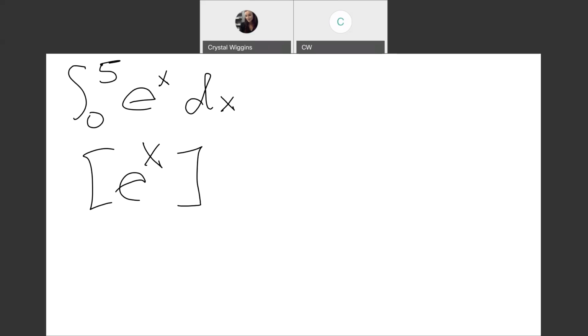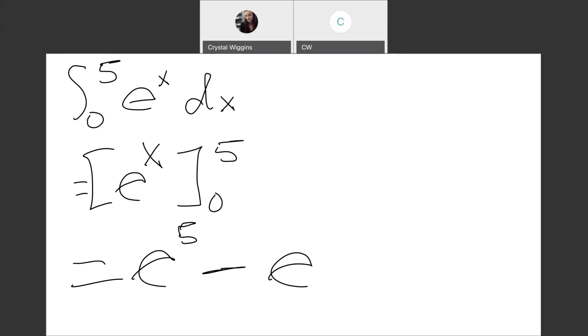We no longer need the integral symbol or the dx because it's no longer a derivative of an original function. This is the original function. And it still needs to be evaluated from 0 to 5, where we always do the upper limit minus the lower limit. So we get e to the 5 minus e to the 0. E to the 0 is just 1 because anything raised to the 0 power is 1. So our overall answer is e to the 5th power, which is just a number, minus 1.